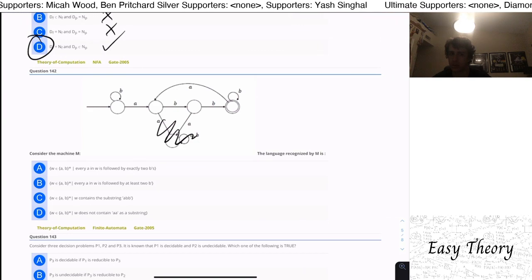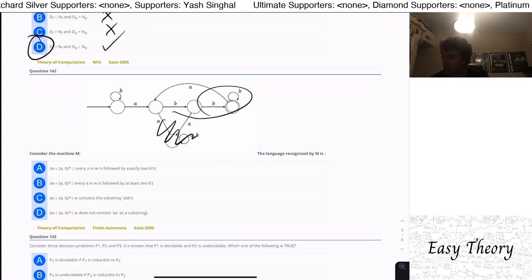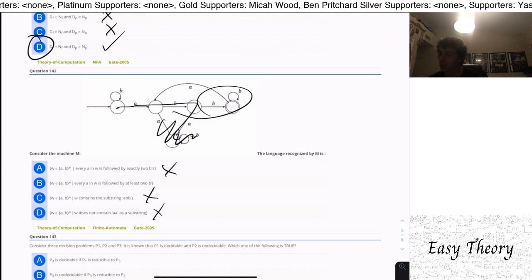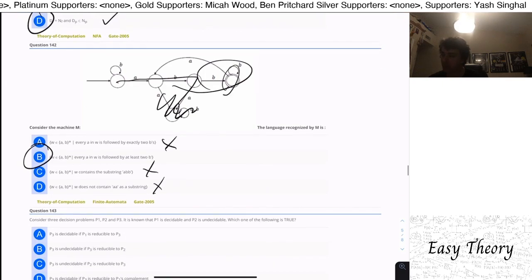Wait. So it doesn't necessarily have to end with ABB because it can have like three B's at the end here. So that's not it. This is not true because it could do A, B, A like that, and it doesn't have A in it. Every A is followed by exactly two B's. No, that's not true. Followed by at least two B's. Yeah, that's true, because we have this self loop here.